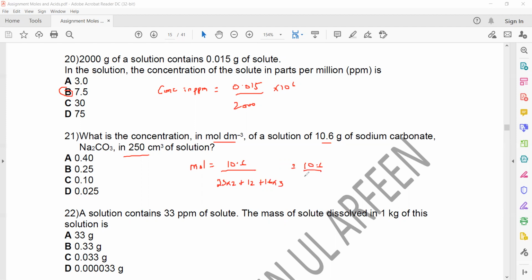So 10.6 divided by 106, that's equal to 0.1. So we have the moles, the volume is in cm cube, we have to convert into dm cube, divided by 1000, so 0.25. To get the concentration, that's moles divided by volume. So 0.1 divided by 0.250, that's equal to 0.4 moles per decimeter cube. So A will be the right answer.